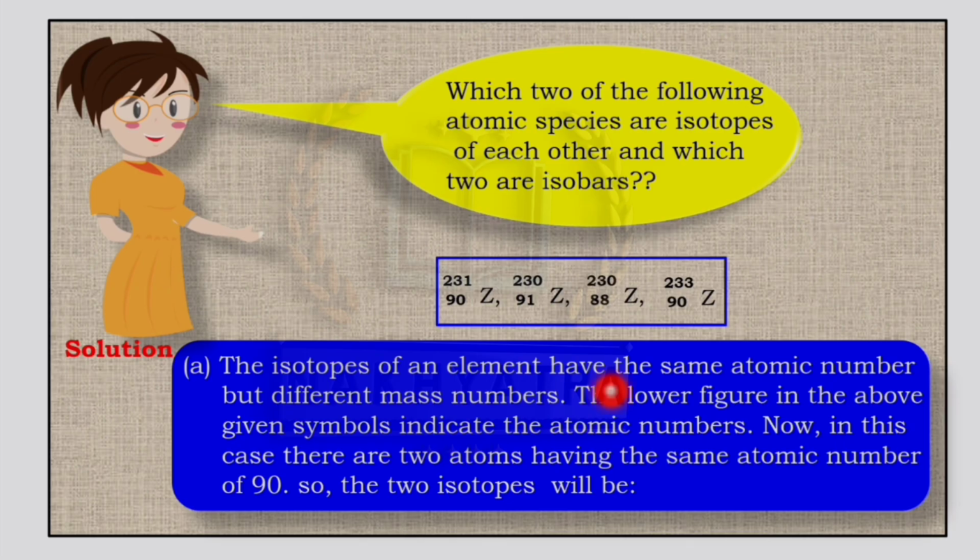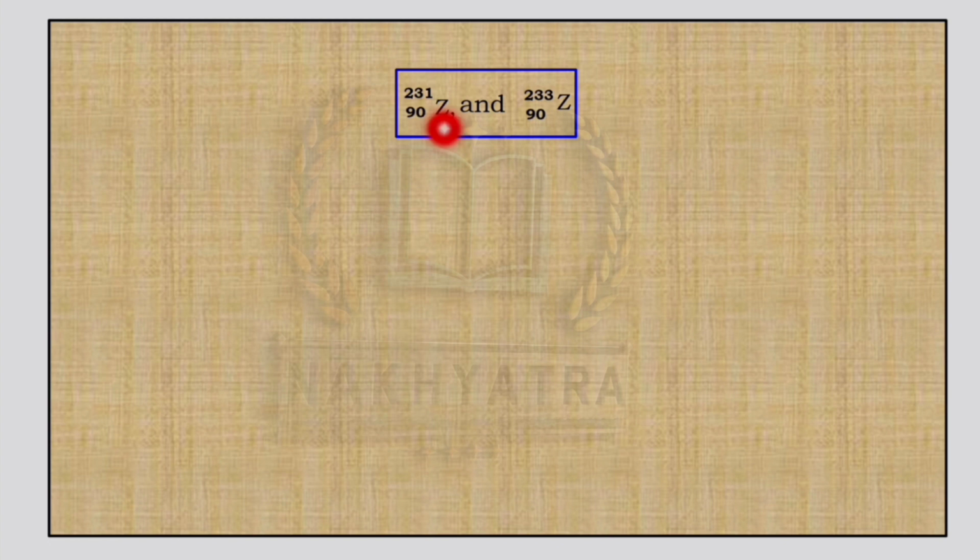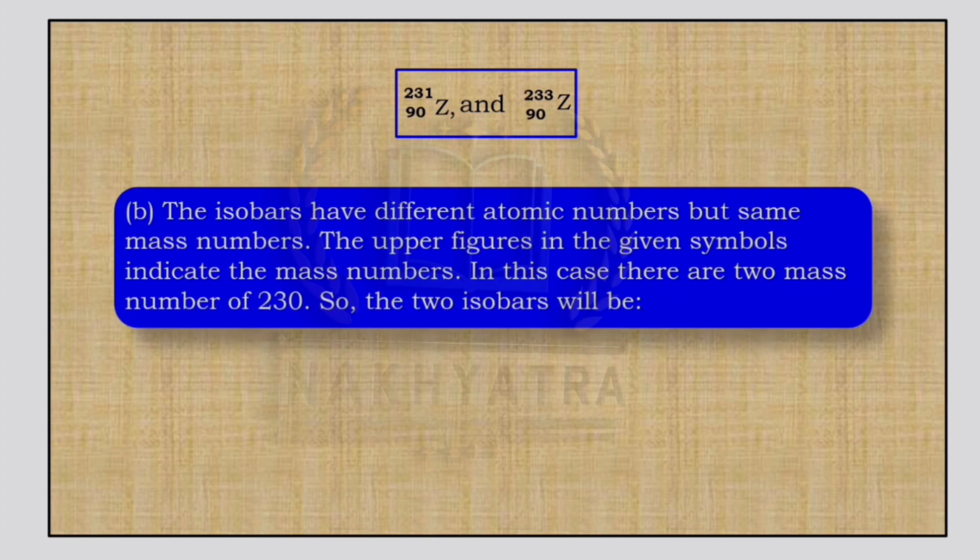The lower figure in the given symbols indicates the atomic number. In this case, there are two atoms having the same atomic number of 90. Can you see it? So the two isotopes will be these two.